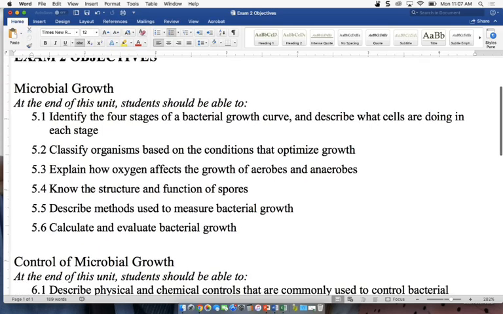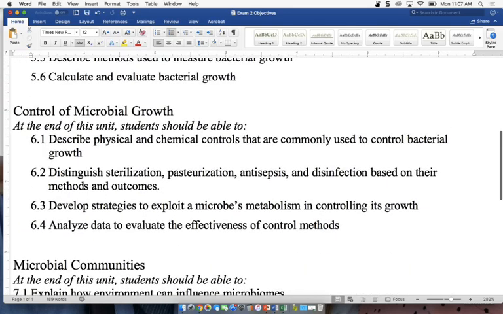For the next set, bless you, control of growth. Describe physical and chemical controls that are commonly used to control growth. The physical controls, we spent some time talking about the different types of methods, so you should be able to describe the methodology of pasteurization, filtration, why heat, or how you might apply heat to kill a microbe, how acid might work to inhibit a microbe, and so on and so forth.